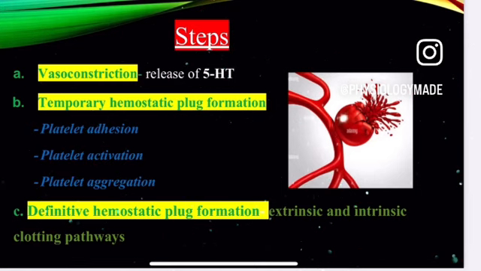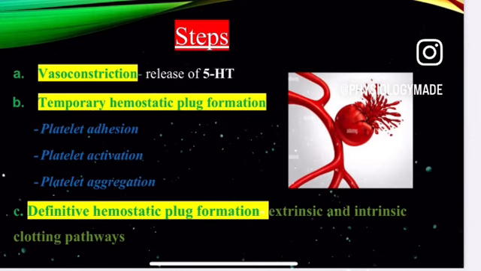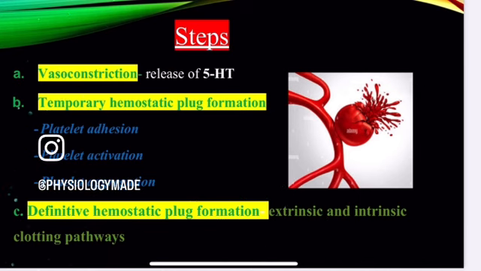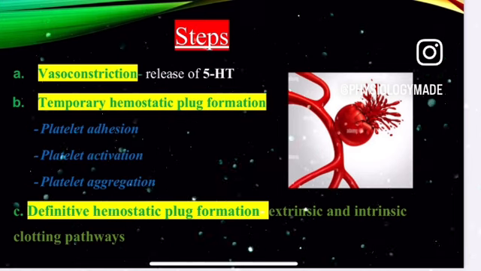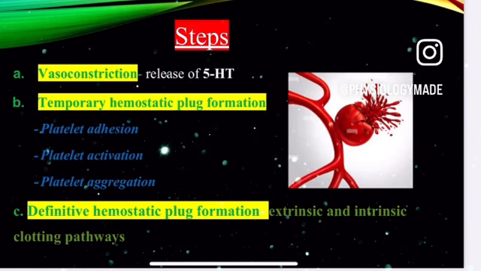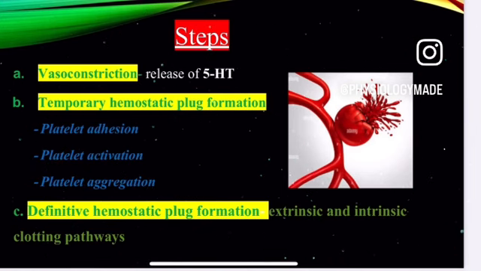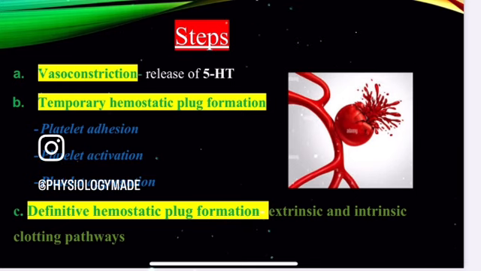Second step is formation of temporary hemostatic plug. Whenever there is damage to the blood vessel, it gets sealed off by the plug of platelets. First step is adhesion of platelets. Injury to the blood vessels exposes its endothelial surface, and the platelets adhere to the exposed collagen and the endothelial cells in the presence of von Willebrand factor.